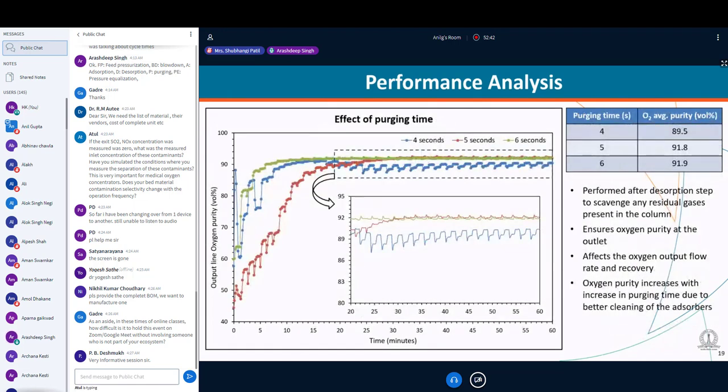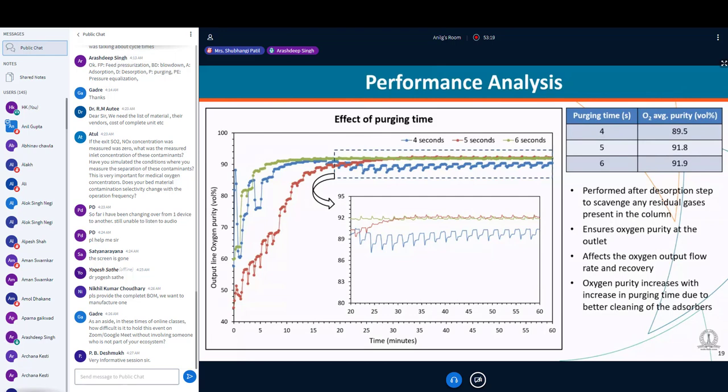So the second most important parameter to check is the purging time. Purging is a process performed after desorption. For example, if I have two columns and I'm sending gas to one of them, the other column should go under desorption mode, so that whatever nitrogen is adsorbed there is released to the ambient or to the vacuum. But we were working on a PSA, so it is just released to the ambient. After that, there might still be some nitrogen present in interparticle voids, and you want that nitrogen to be out as well.